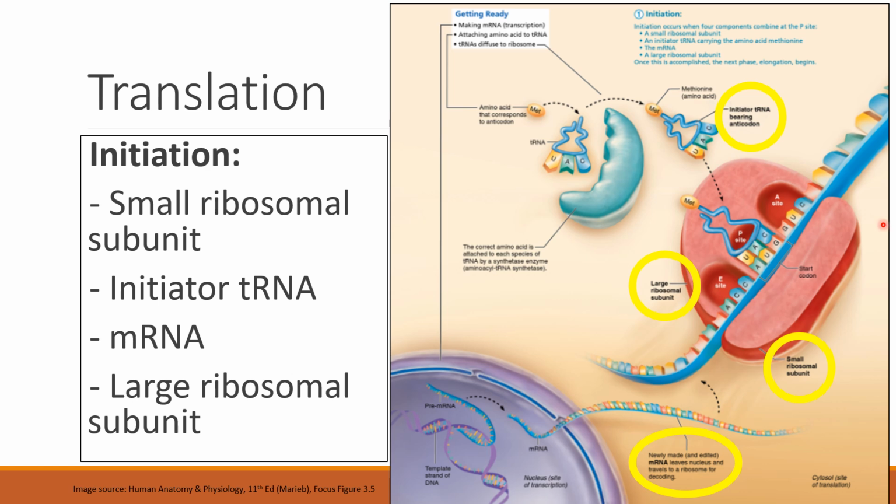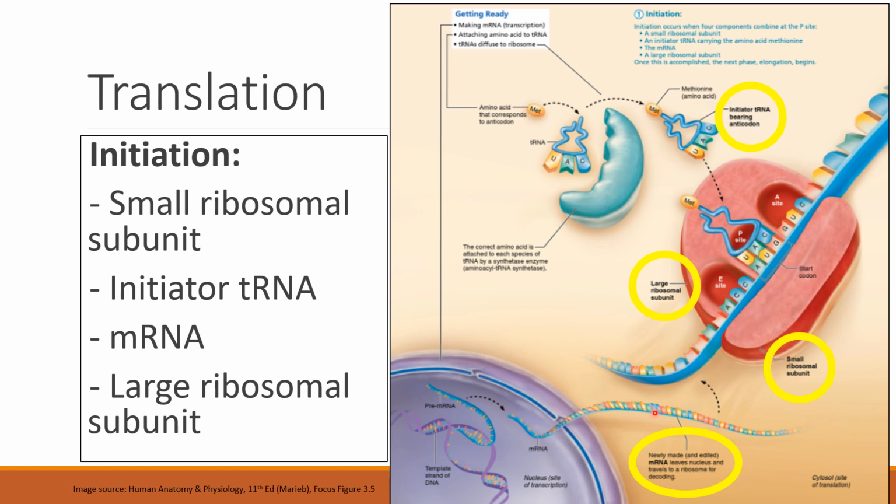All right, so let's go ahead and talk a little bit more about translation. This is from your text, Focus Figure 3.5. This will be taken in several steps. Now, in the nucleus, we talked about how this template strand of DNA has this pre-mRNA. The introns are trimmed out, and so then you have your final piece of mRNA just consisting of the exons of that DNA gene. It exits the nucleus through these nuclear pores, and then you have your messenger RNA.